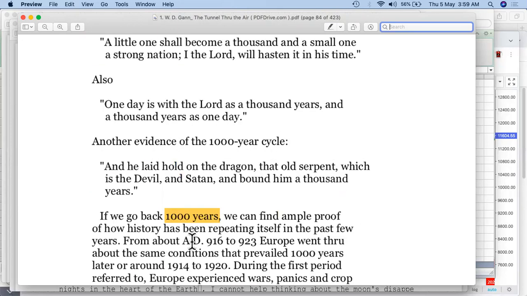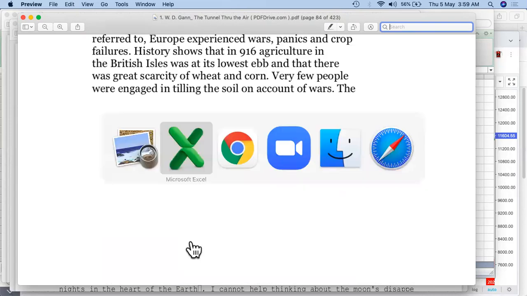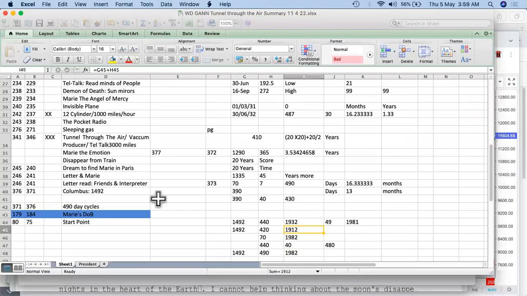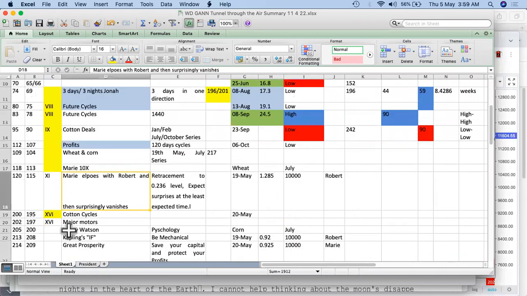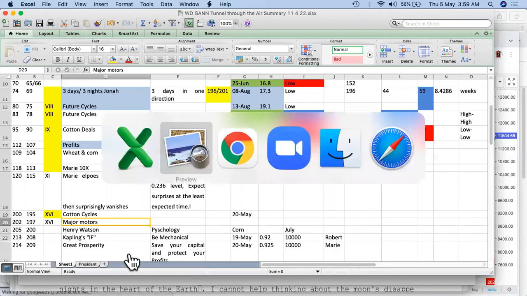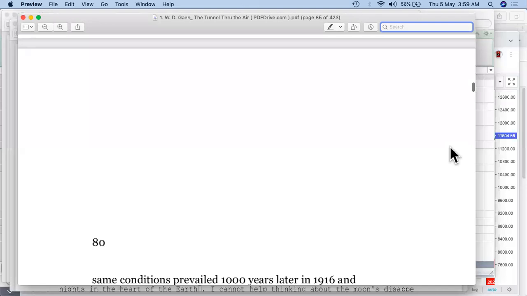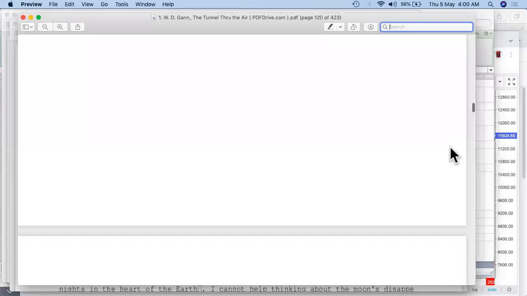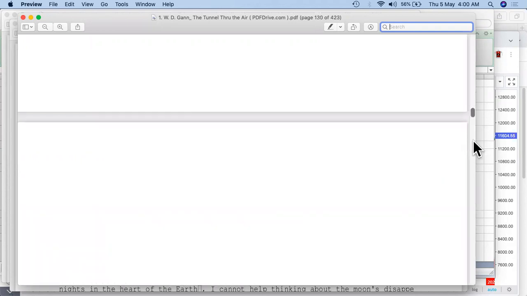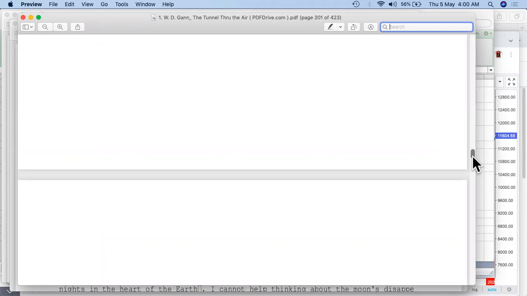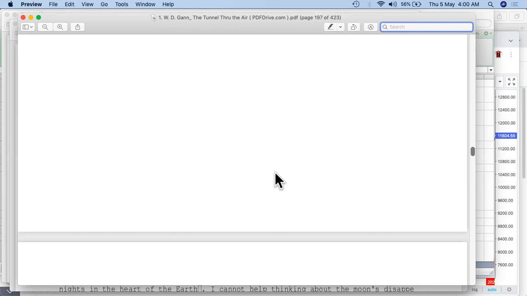So if we look at the last point that we have seen, we had continued with the cotton cycle, and after that we now come to the major motorcycle, which is on page 197. So let's go quickly to page 197. Here we come to page number 197.